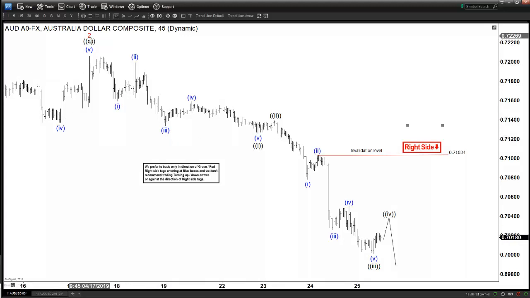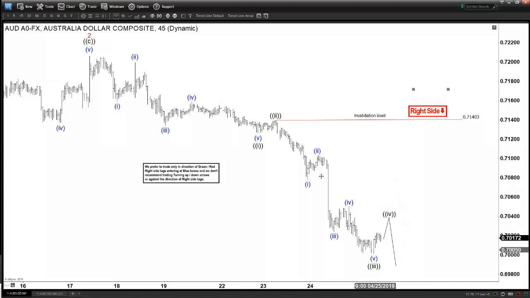So we got this rally to 0.72, ended with wave 2, and then from there we can see what looks to be a nice impulse, right? We got 5 waves down, 1 2 3 4 5, ending wave 1. This is wave 2, this is wave 3, and so now as long as the pair stays below 0.71, and more importantly below this wave 2 right here, we could see further downside within this wave 5 in black.